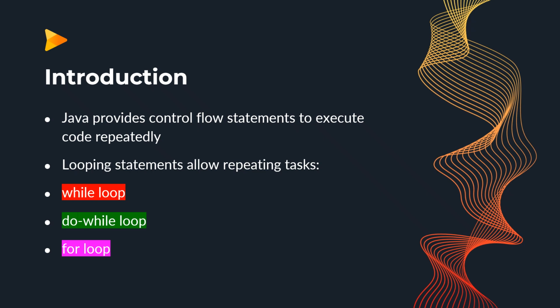Java provides different types of control flow statements to execute code repeatedly. There are already built-in keywords which we are going to use to perform loops, so these are known as loops. Loops will perform tasks repeatedly. The looping statements allow repeating tasks. There are different types of loops. First one is the while loop, second one is the do while loop, and third one is the for loop. Now we are going to see these in detail.